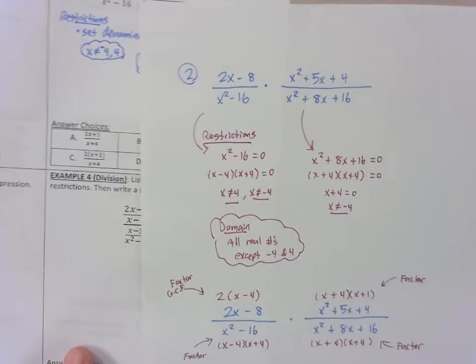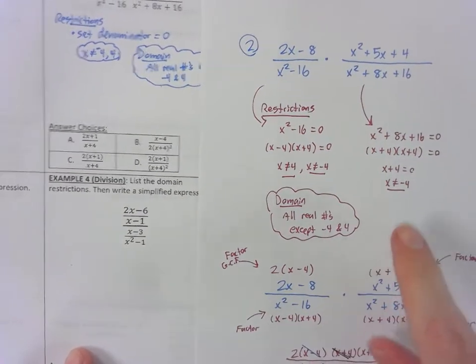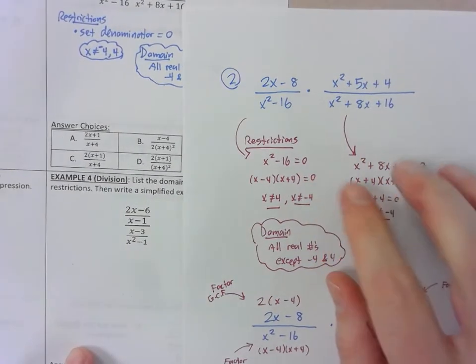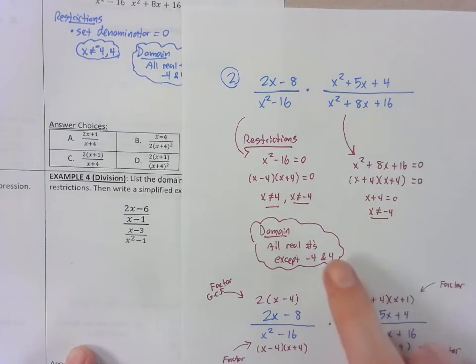Okay, let's check the work. So I put it on a separate sheet of paper. You can see how I got the restrictions. Again, I just set my denominators equal to 0. You can factor or use Desmos to assist to get those values. Those are the zeros. So -4 and 4.